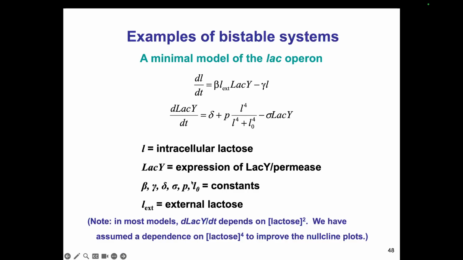If you model this, another form of the model will be to use d(lac-Y)/dt. So this part has a square of the lactose. Here, if you can see, this is a sigmoidal function, if you notice. L is taken to the power of 4 because it helps you visualize the null lines better, but in general this power is taken as 2.